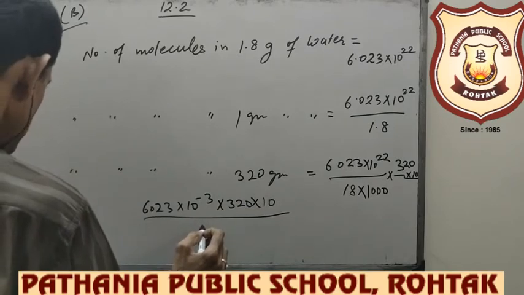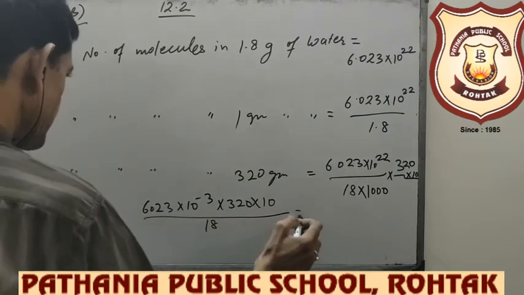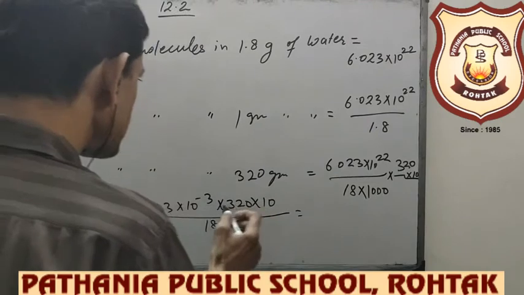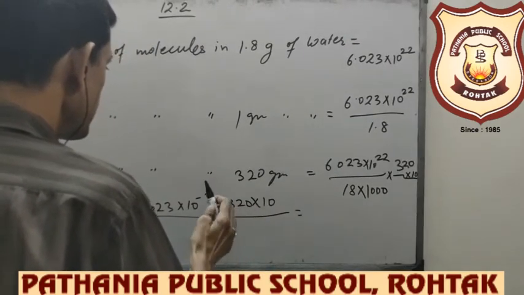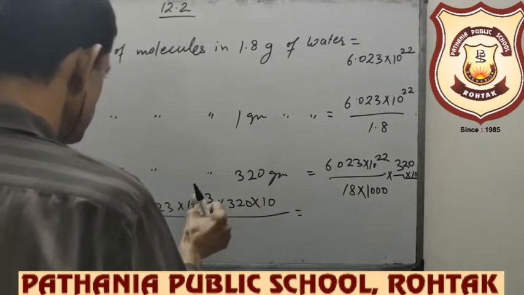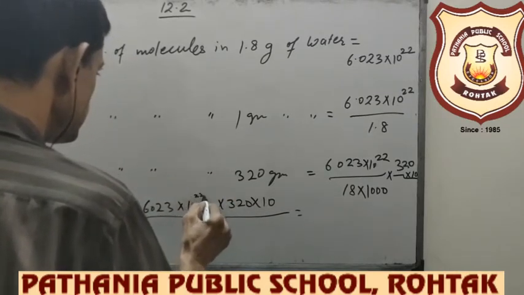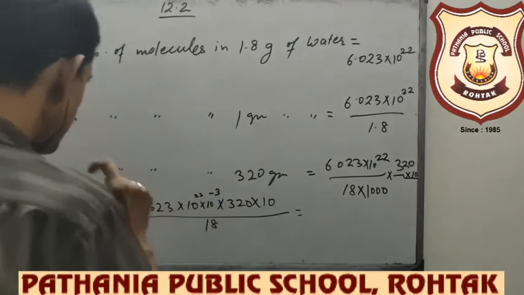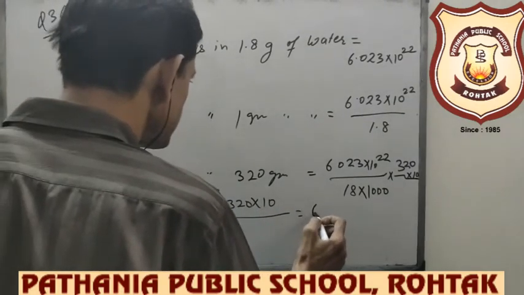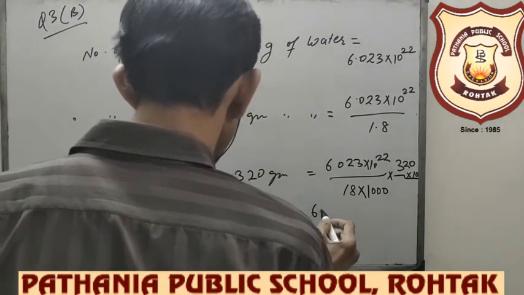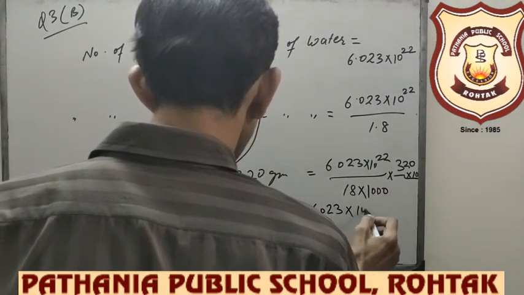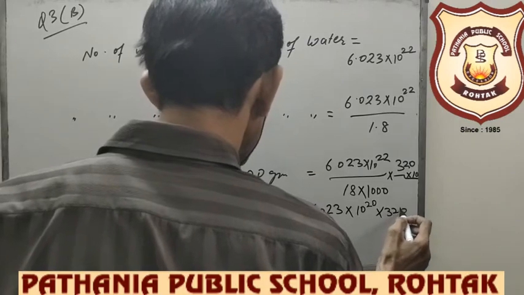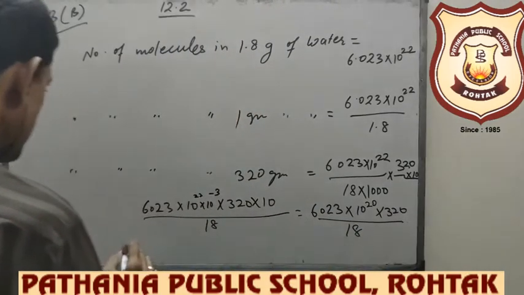upon 18, and what is it? ये हो जाएगा 3 raised to the power, ये 10 raised to the power 22 भी है बेटे, into 10 raised to the power -3, तो आ जाएगा 22 - 3 = 19, और 110 इज दिस, तो ये हो जाएगा 6023 into 10 raised to the power 19, 20 into 320 upon 18, and what is it?